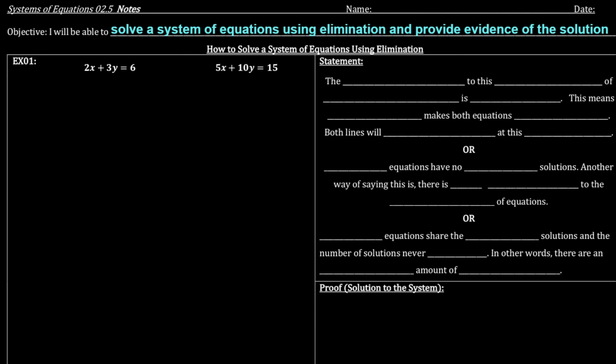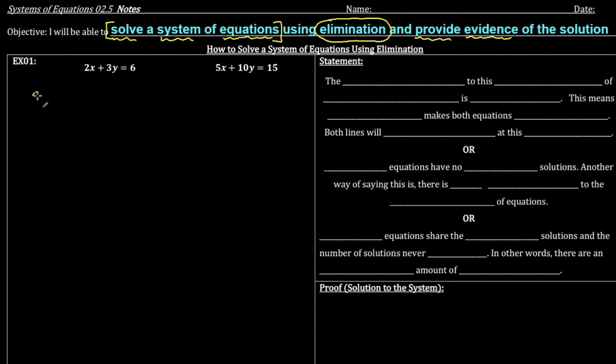All right, so in this lesson, we are going to solve a system of equations, once again using elimination. We are going to use elimination because we'll be eliminating one of the variables. But this time we're going to provide evidence of solution.